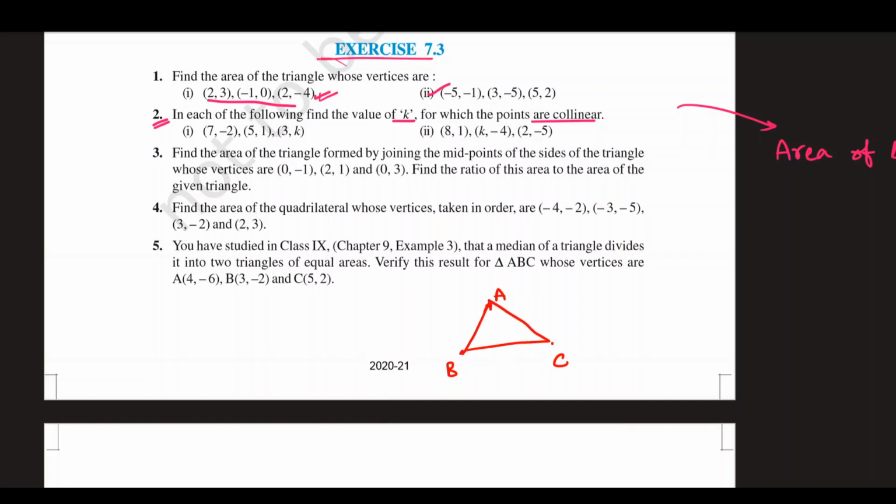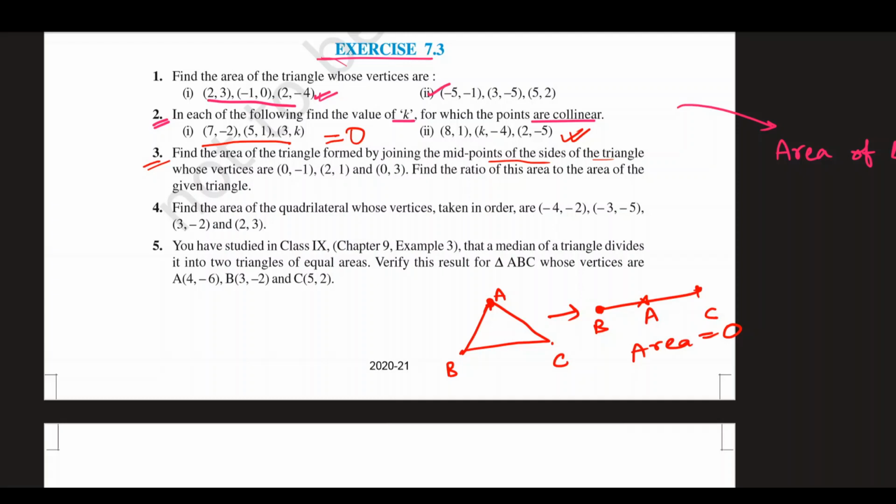and now we shrink this triangle into a line such that A comes in between B and C, on the line joining B and C. Then the area of this triangle becomes 0. So you just have to calculate the area in terms of k and put that equal to 0. Same for this part. And in the third question, find the area of the triangle formed by joining the midpoints of the sides of a triangle.